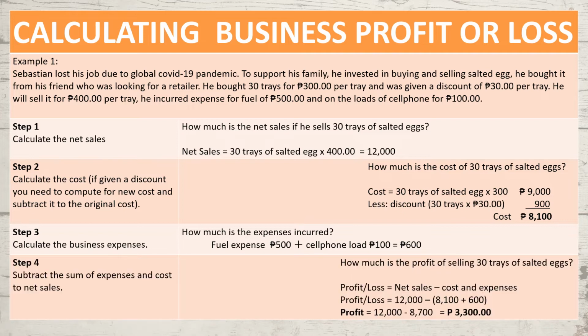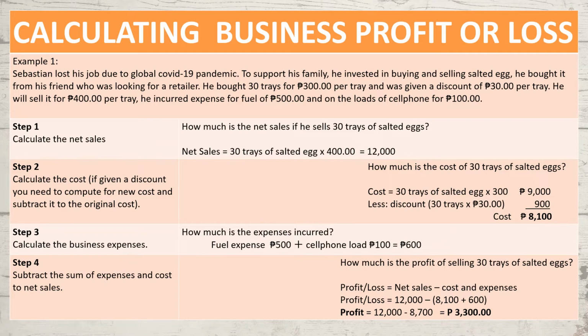Okay, the last step is to subtract the sum of expenses and costs to net sales. So we will answer the question, how much is the profit of selling 30 trays of salted eggs? Our formula is profit or loss is equal to net sales minus cost and expenses. To substitute, our net sales is 12,000, our cost is 8,100, and our expenses or operating expenses is 600 pesos. So we have a total cost of 8,700 pesos.